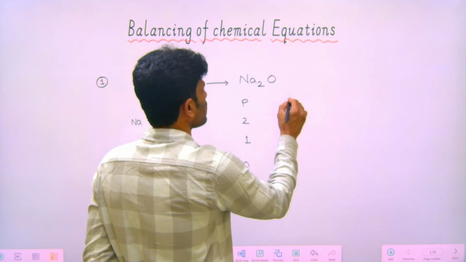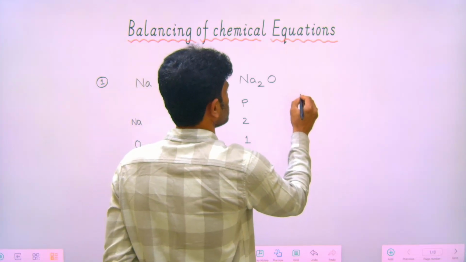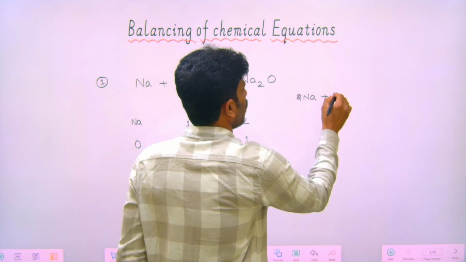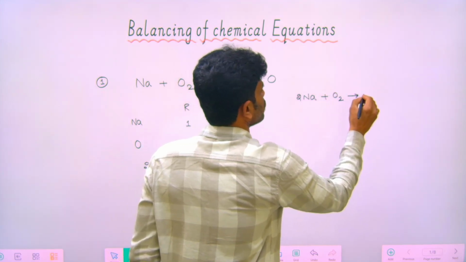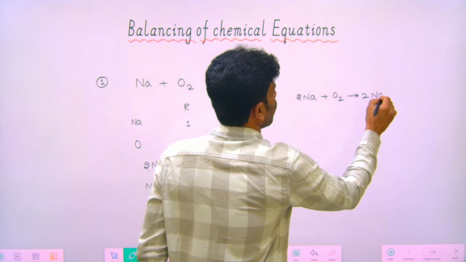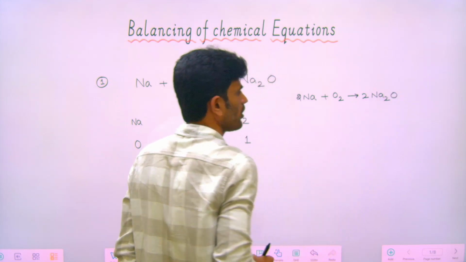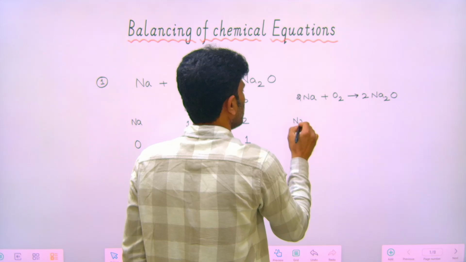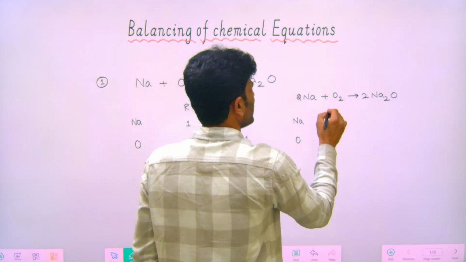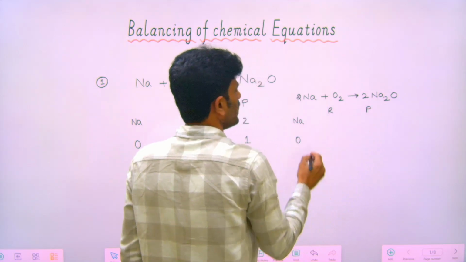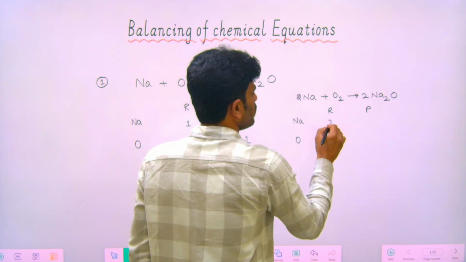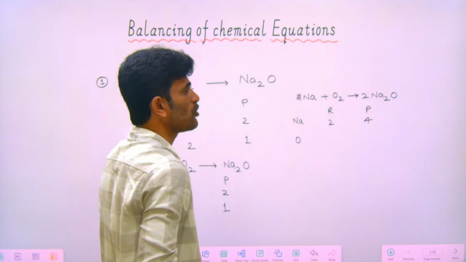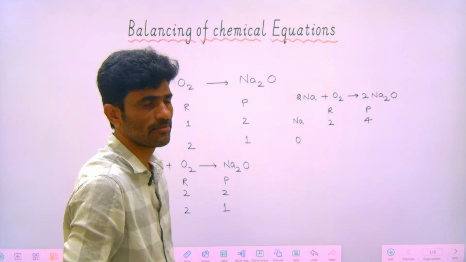So in the next step, our equation becomes like this: 2Na plus O2 gives rise to 2Na2O. Now again you take the sodiums and oxygens, reactant side and product side. On the reactant side, how many sodiums do we have? 2. Product side 4. Now when we balanced oxygens, sodiums became unbalanced.